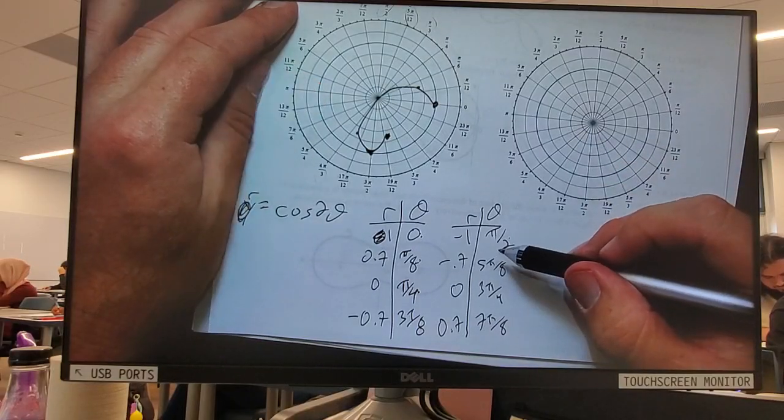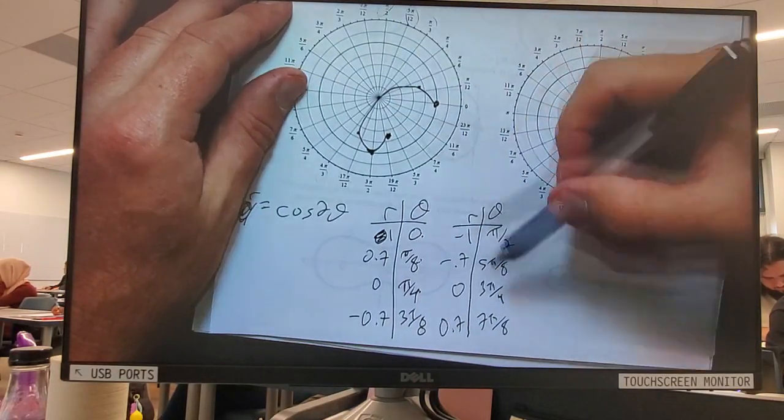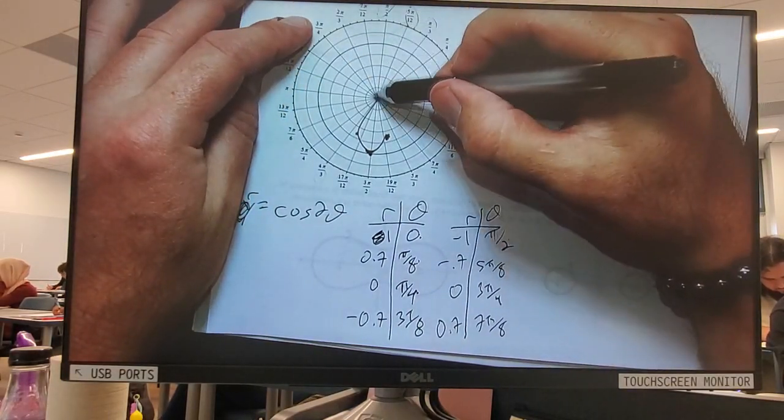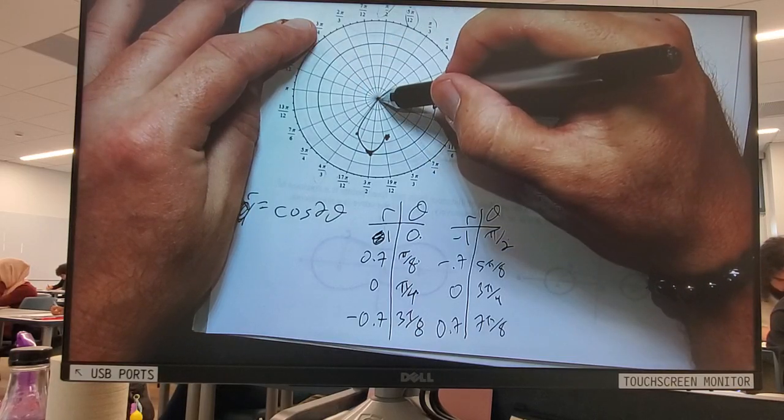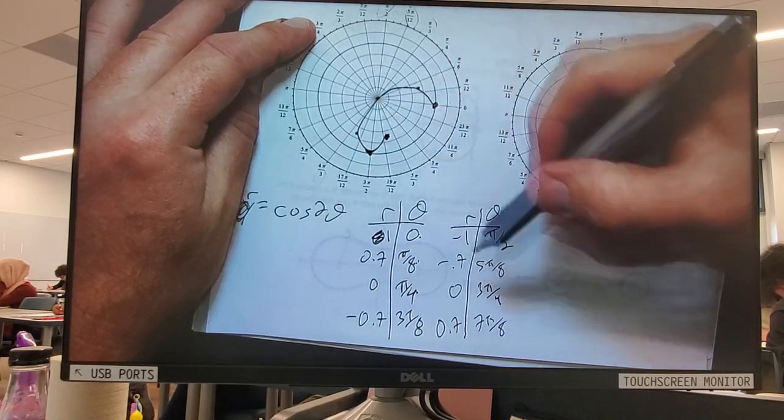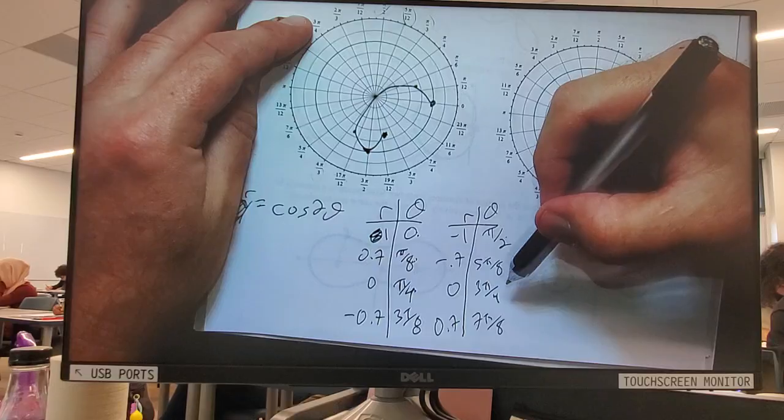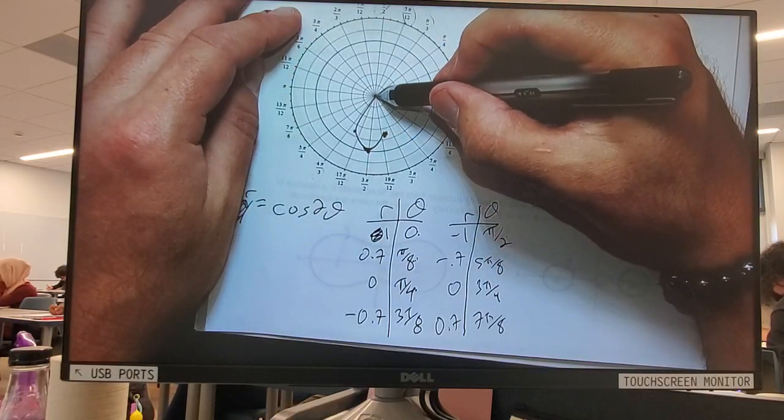And then if I look at 3 pi over 4, which way, how much do I go? If I look at 3 pi over 4, how far do I go? 0.